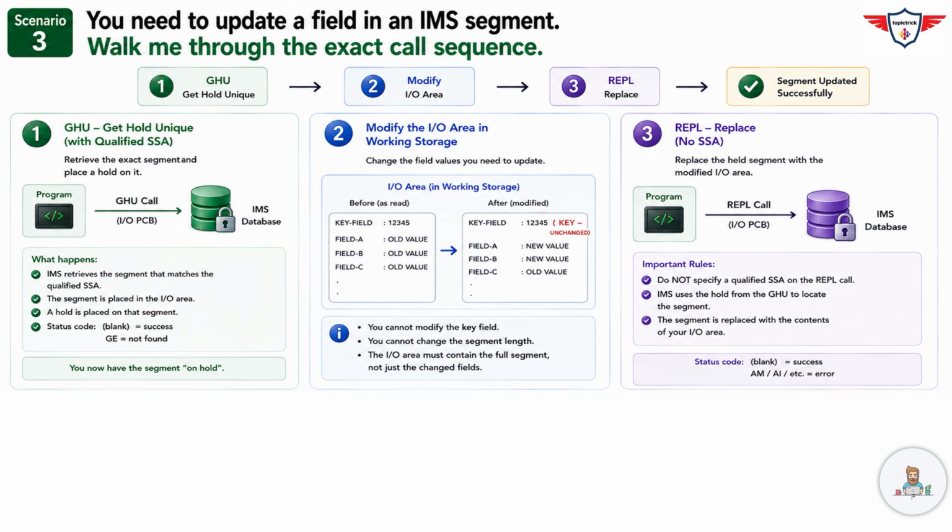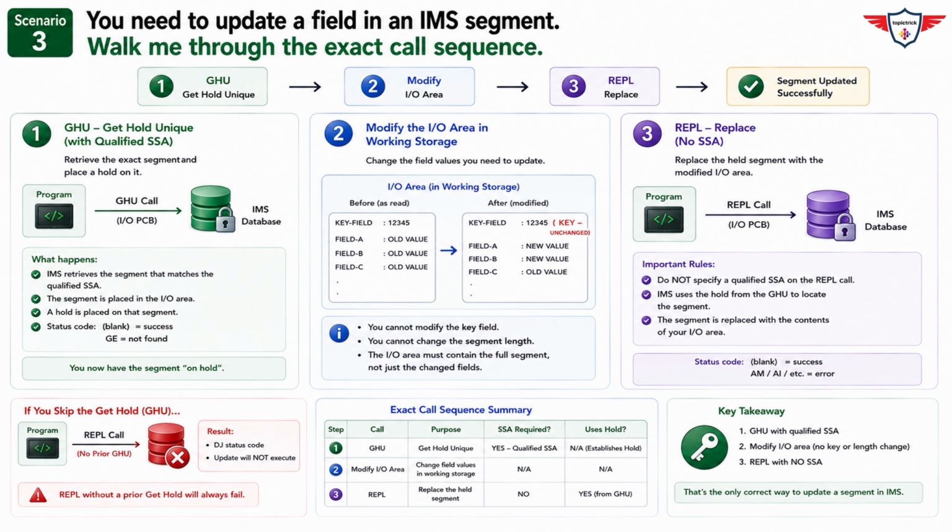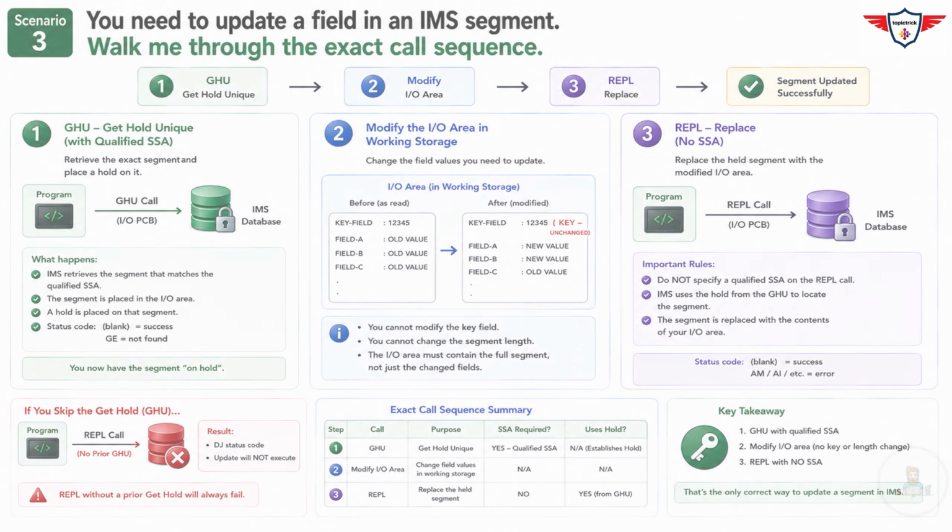Now the third step is you will issue a replace call. This replace call will be issued against the same PCB using the same input output area. And do not specify a qualified SSA on a replace call, otherwise it will fail. IMS uses the hold from the Get Hold Unique call to locate the segment and replace it with the modified input output area content. And if you attempt a replace without a preceding Get Hold Unique call, you will receive a DJ status code and your update will not be executed.